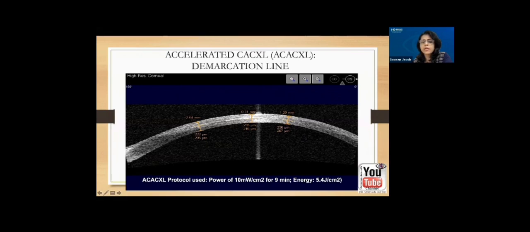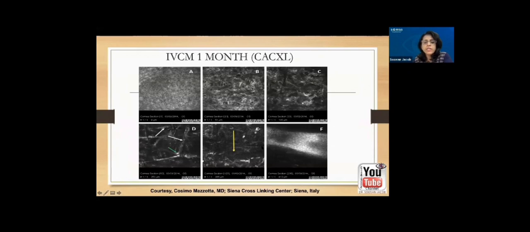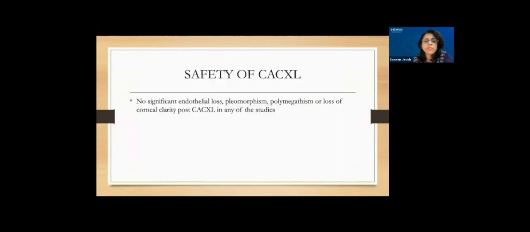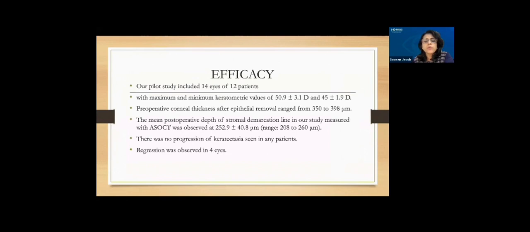This is again an example of the demarcation line that we've got post CACXL. We did this study with Cosimo Mazzotta, who's another very well-known person in the field of cross-linking, from Siena, Italy. And we found that post CACXL, the way the cornea would recover was exactly the same as post conventional cross-linking technique.